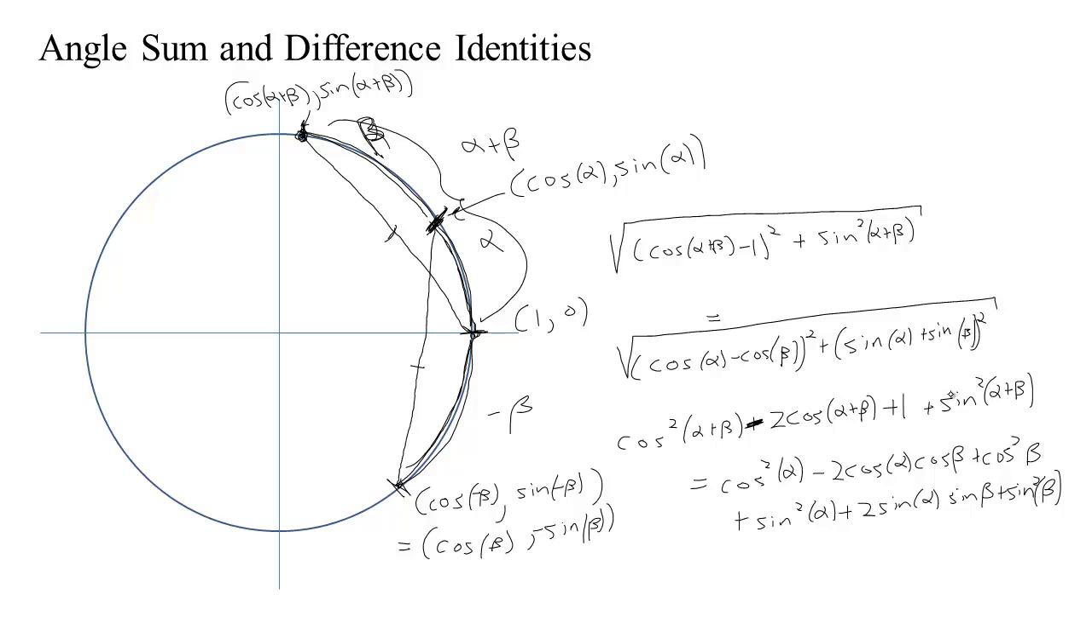So notice now, anytime I have cosine squared and sine squared of the same angle, that equals 1. So for example, I have cosine squared of alpha plus beta and sine squared of alpha plus beta. That makes 1. This one plus that one make 2.